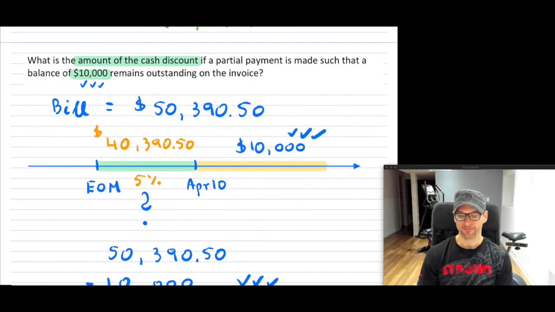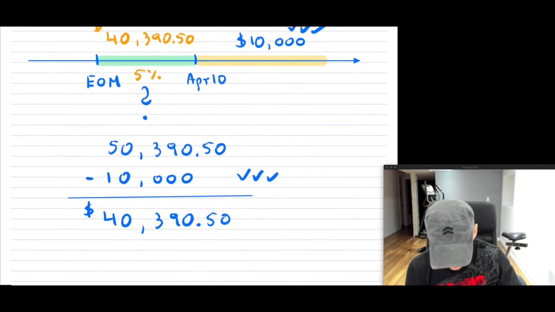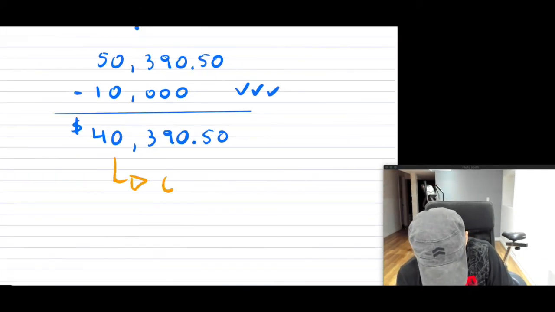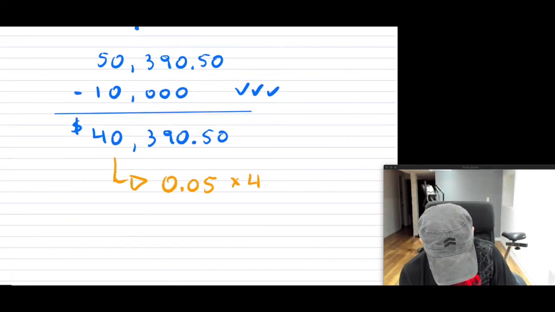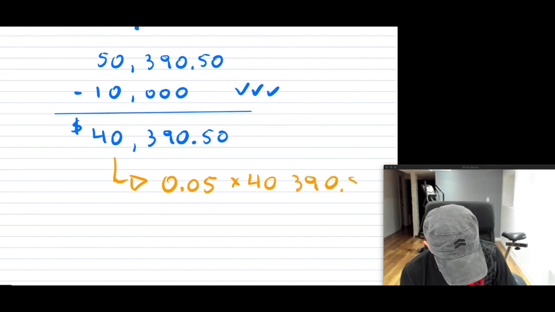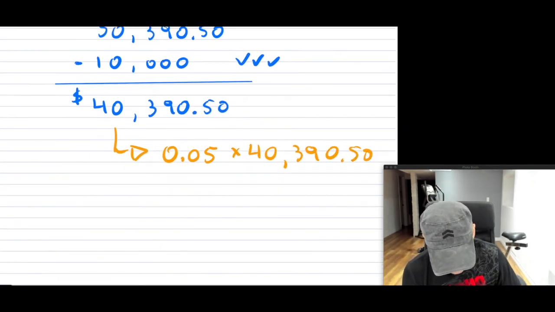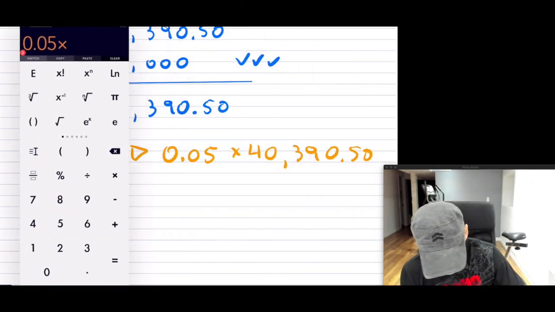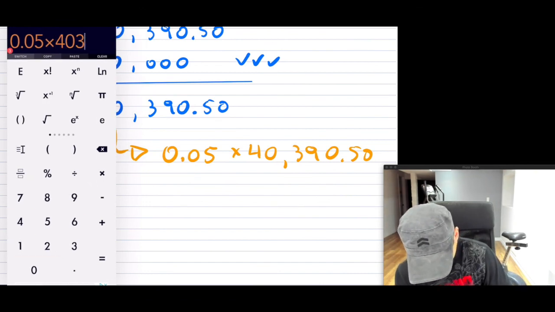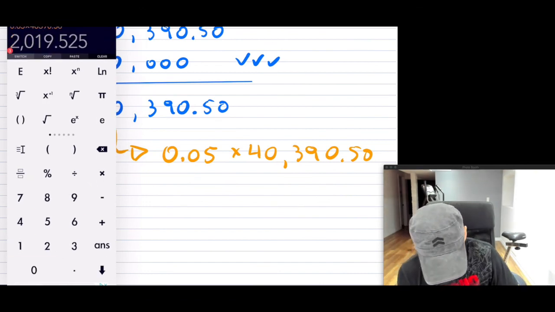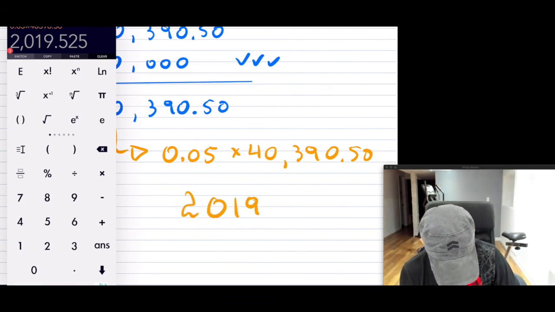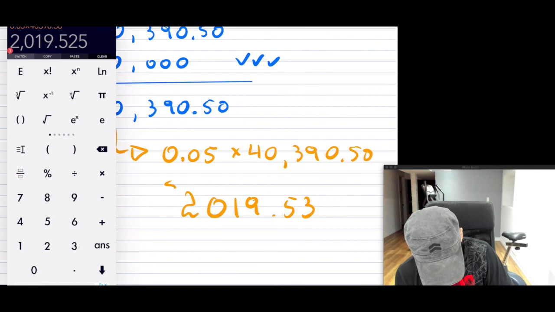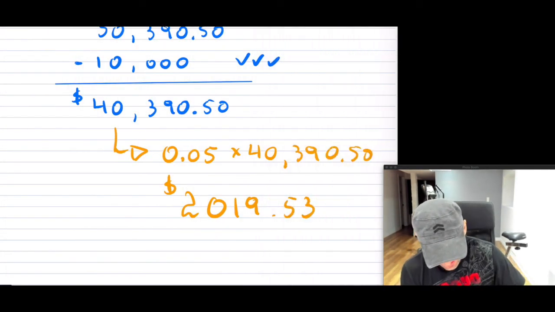So notice here, they're asking you what is the amount of the cash discount. So how much cash discount did we get? Well, 5% multiplied by what we paid off tells us exactly what the discount is. 40,390.5 times 5% gives us the discount. That is how much we saved. That's our cash discount.